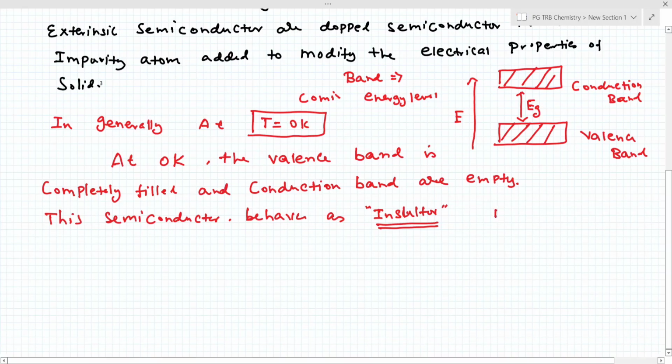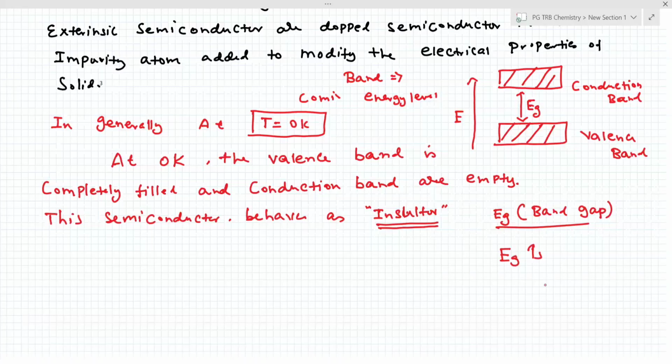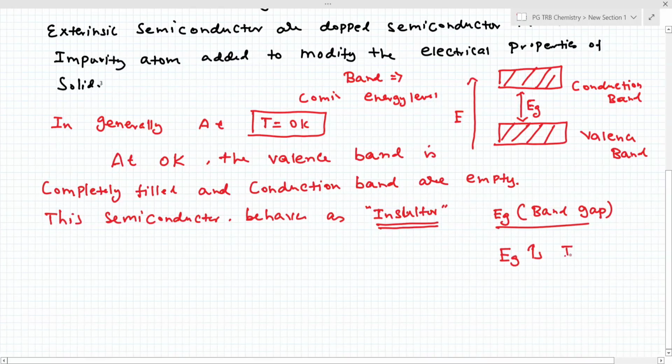When EG increases, this is nothing but the band gap. What is the band gap? The gap between the valence and conduction band, yes or no? When EG increases, conductor or insulator? Insulator, okay? When EG is equal to zero, or less than 0.2 electron volt, it acts as a conductor.